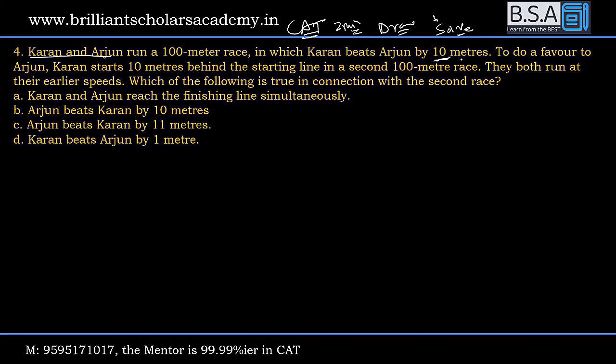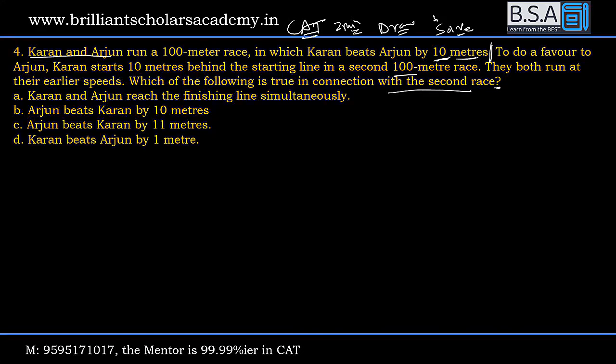Karan beats Arjun by 10 meters. To do a favor to Arjun, Karan starts 10 meters behind the starting line in a second 100-meter race. So the result of one race is known to you. Now something new, a new race is happening between them. They both run at their earlier speeds. Which of the following is true in connection with the second race?